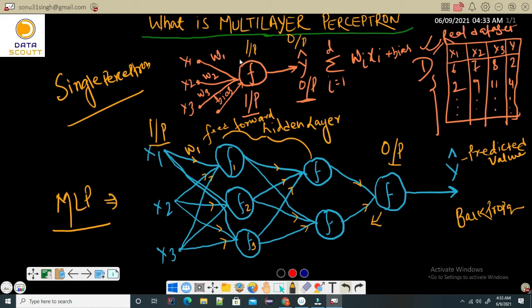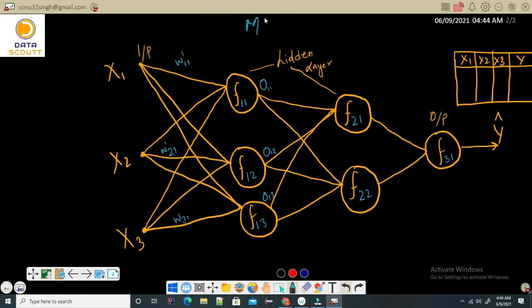So let me just draw this architecture of MLP again, so that we can understand the different terms and how it works. So let me just create this architecture again in a new page. This is our multi-layer perceptron architecture. So let's understand this architecture a little bit. So these three are the three features of our data set. So let's say we have a linear data set.